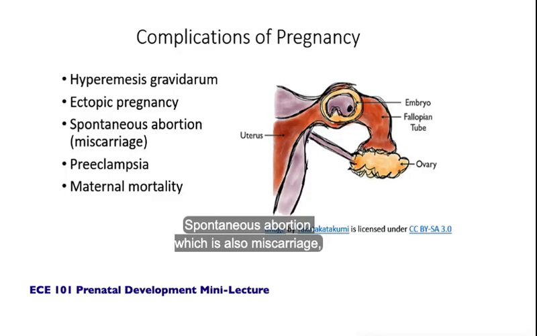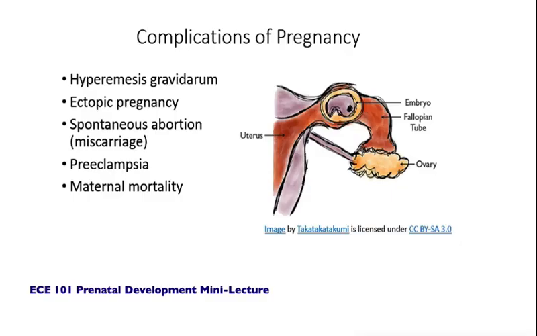Spontaneous abortion, which is also miscarriage, is another complication, and there are different risk factors for that. It's actually fairly common, unfortunately, to experience, and depending on the timing of it, you may need medication or procedures to help with that process.